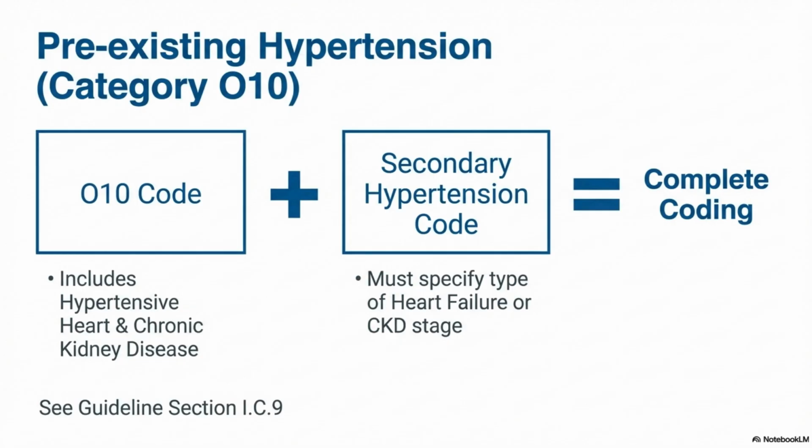For pre-existing hypertension, coding requires a two-part approach. You'll assign an O10 code to indicate that the hypertension predated the pregnancy, plus a secondary hypertension code from the I10-I15 range to fully describe the underlying condition.